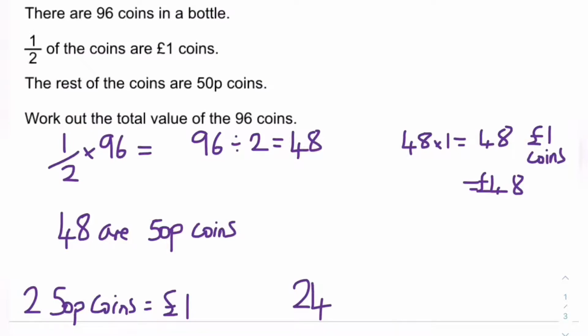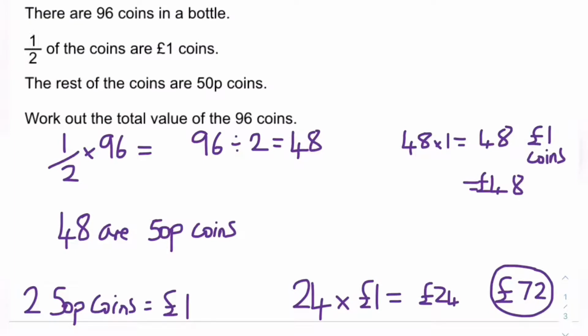So there are 24 pairs or lots of 2 in 48. So it must be 24 times by £1, which is £24. The total value then is adding these numbers together, and we'll get our total answer of 72. So 48 plus 24 is 72.